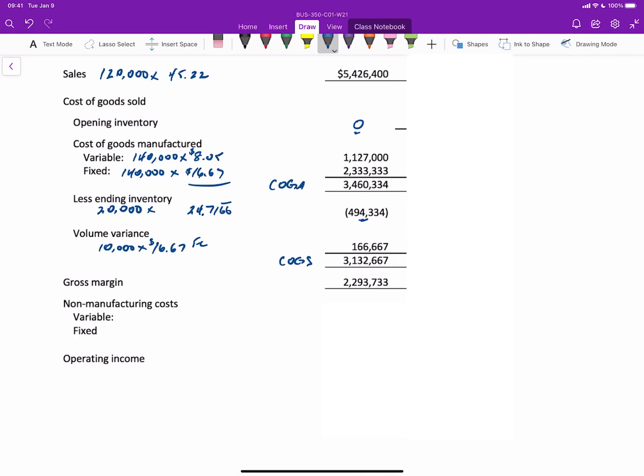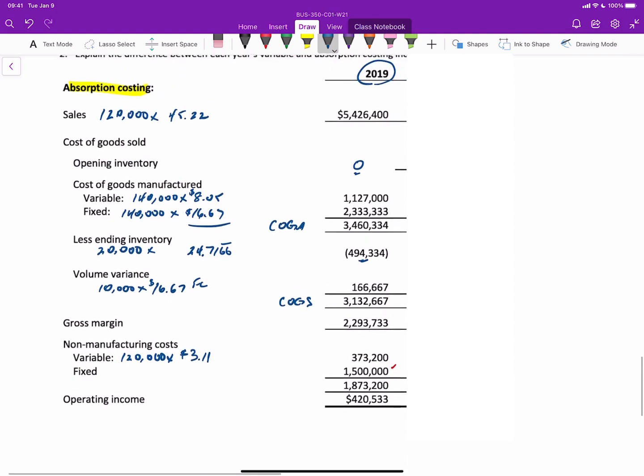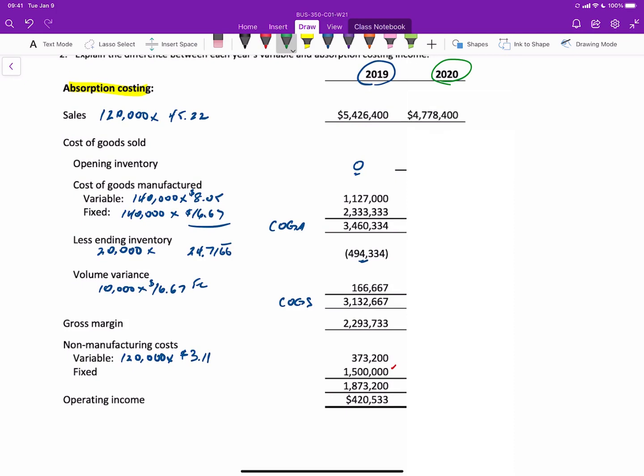And then of course a section for our non-manufacturing costs or operating expenses. Our variable costs are based on the number of units sold, so 120,000 times $3.11 is $373,200. And the fixed costs are $1,005,000, giving us operating income of $420,533. So now we'll look at 2020. We'll do this in green. In 2020, we had 110,000 units sold at a selling price of $43.44. That gives us $4,778,000.